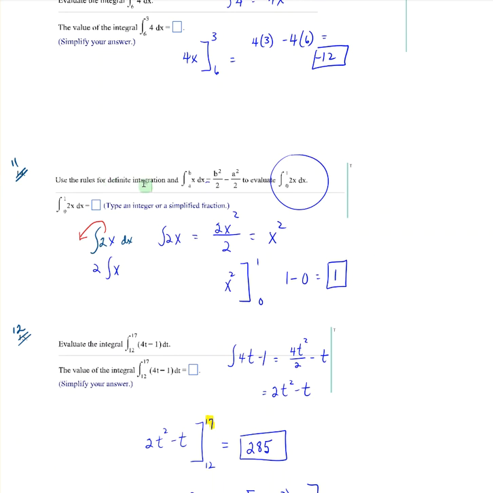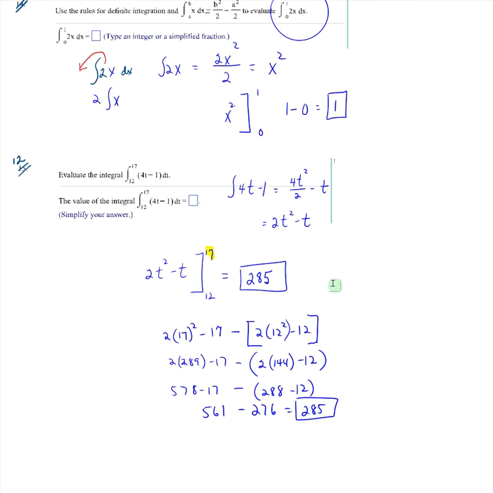Number 11, use the rules for integration. It's just saying what you're going to do here, but you're evaluating from 0 to 1 of 2x dx. One thing that you can do, you can pull a number that's multiplied here through the integration sign. And so 2 can be on the outside, and you can just use the x to do that at the end. But if we didn't do that, we have 2x squared over 2. The 2's cancel out, and we've got x squared. x squared evaluated from 0 to 1 is 1 minus 0, which is 1.